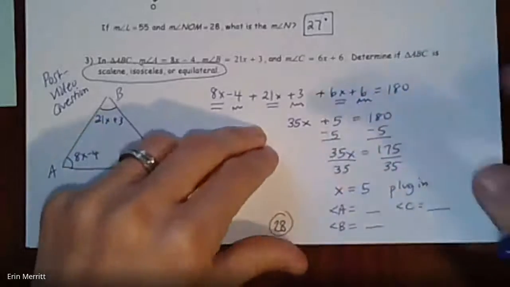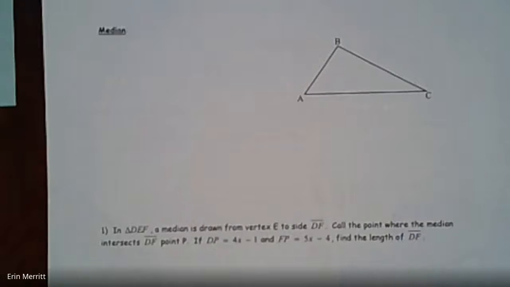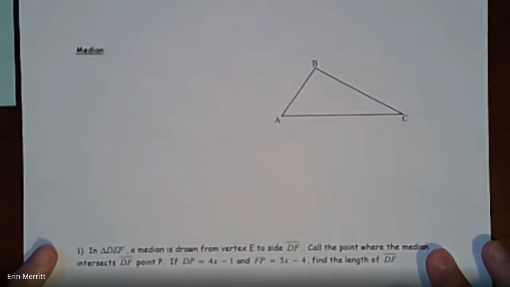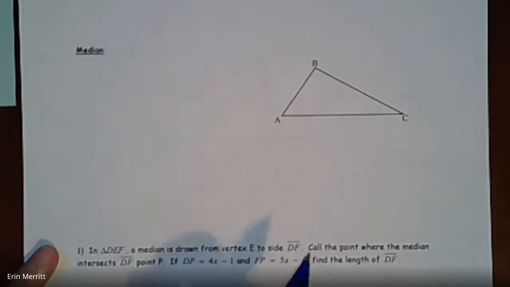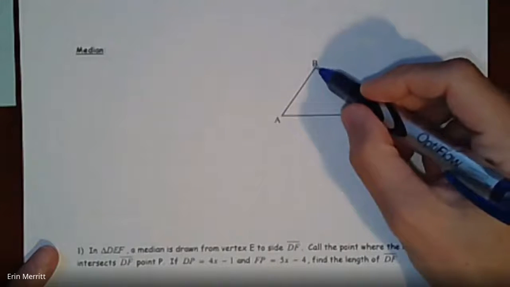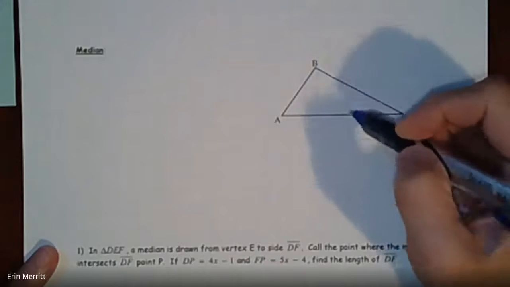Moving on to the next page, we have some vocab that we need to talk about. The first thing being called the median of the triangle. You may be familiar with that term when you think like mean, median, mode. This is a different type of median, but still sort of similar. Median in those terms meant like the middle number. Median here means a segment that connects to the middle of the opposite side and a vertex, or I should say from the vertex to the middle of the opposite side.